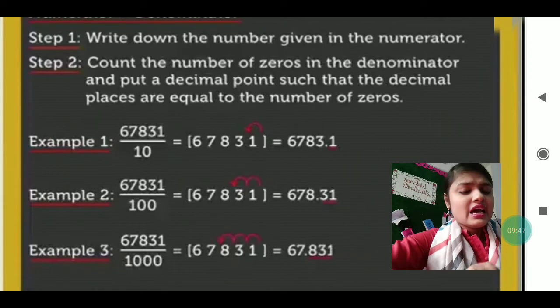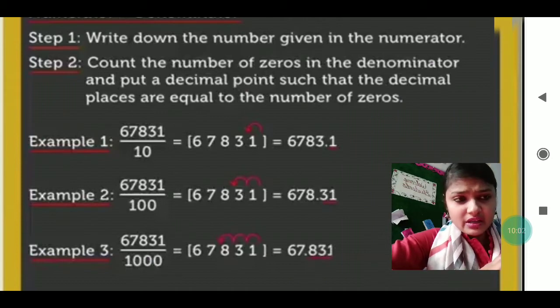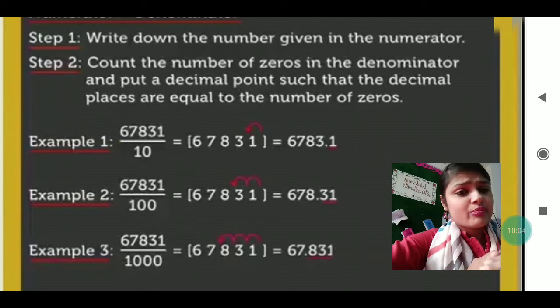You can see all the numbers which are written to the right side are written in fraction form, whereas the numbers which I have written to the left side of it are all written in decimal form. We can write a number in decimal by seeing the number of zeros which are present downside. Okay, like 67831 by 10 is there. How many zeros are there in 10? There is 1 zero in 10.